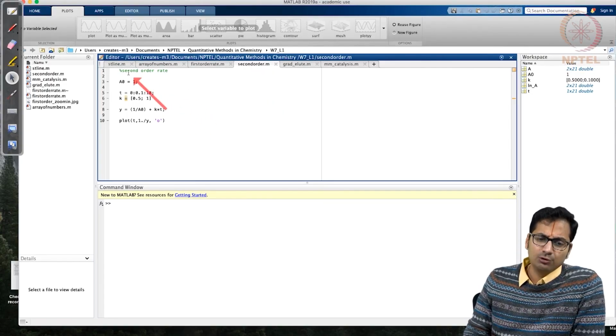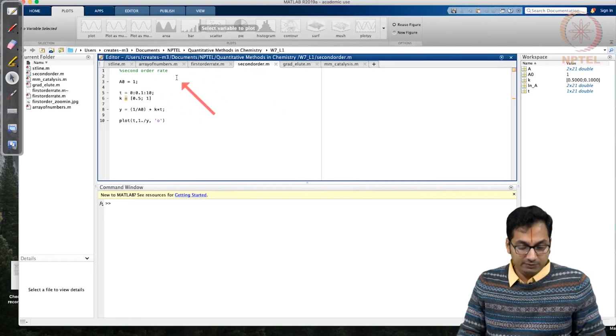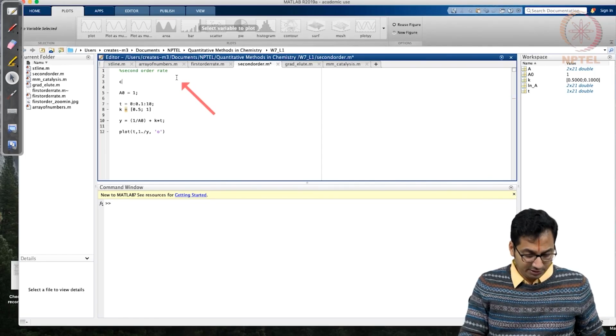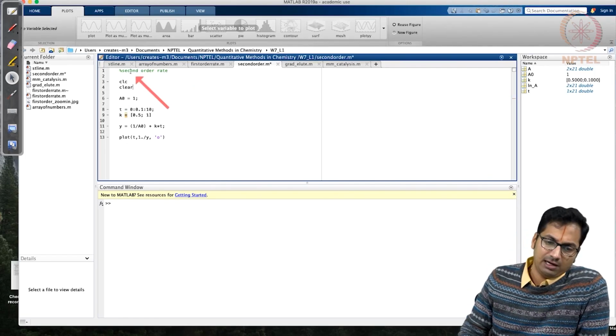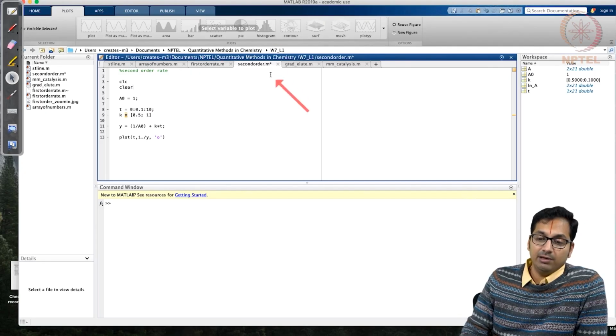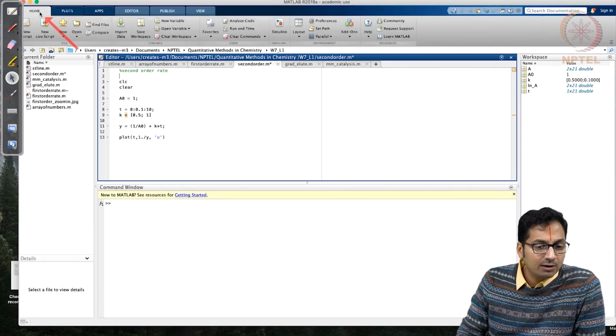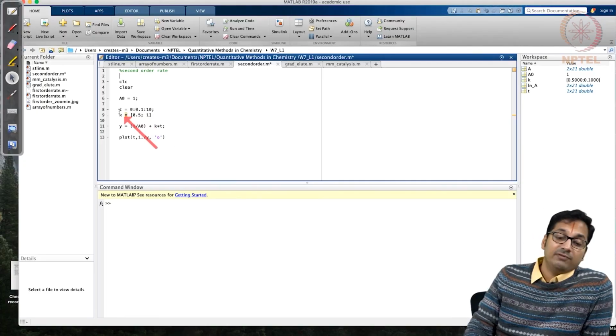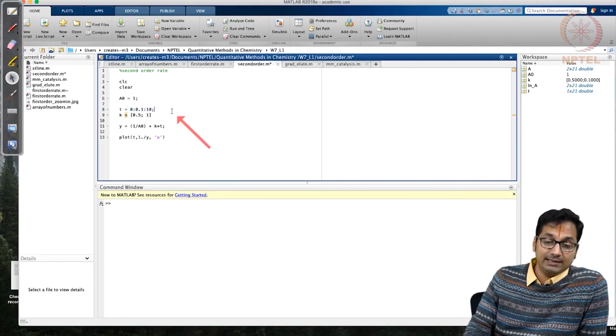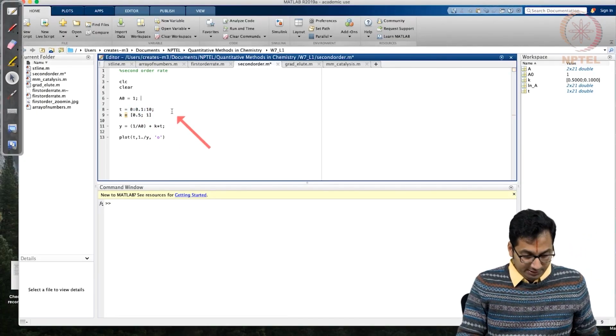also do the second order rate kinetics. So it's always a good idea to start, since we are having the same set of variables, it's always better to start clearing the screen and clearing the variables, and running this code. I'm not going to go into the details of it. The time is once again between 0 and 10 seconds. One has to be careful here.